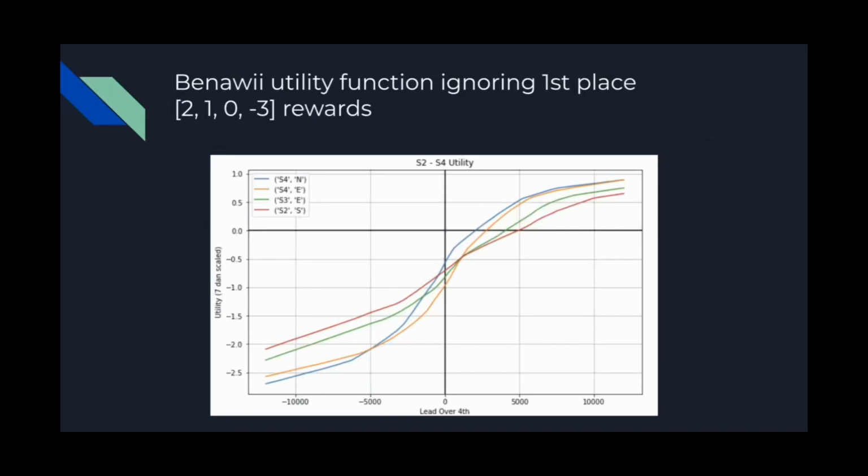And if it's negative, it means that we're in 4th place. And on the y-axis, I plotted our scaled rewards. So it goes from -2 point something to close to 1, which makes sense because I set it up so that we can't get first place, basically. So we'll never get 2 points. We can get at most 1, at least -3. And for this position, we're going to look at the South 3 function. It's the green line.